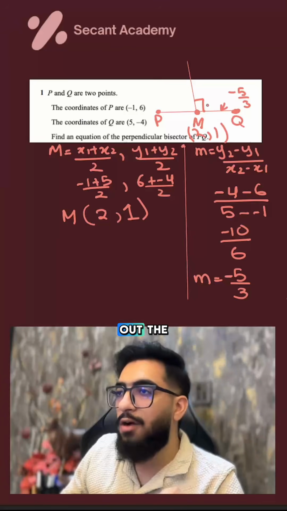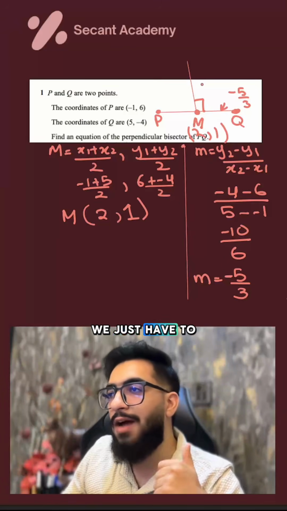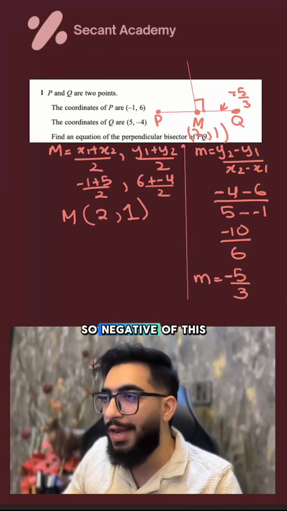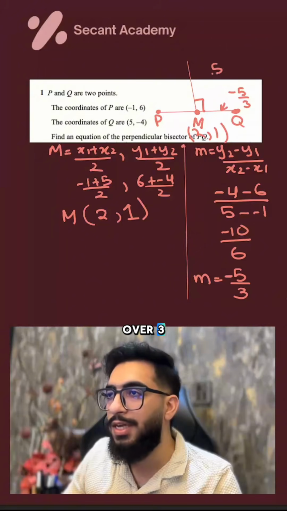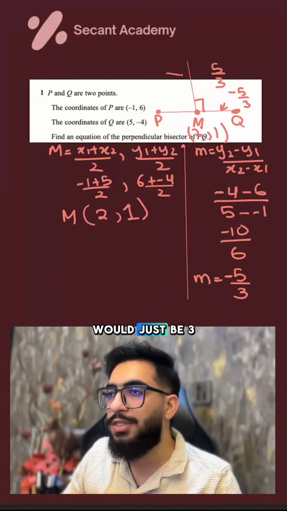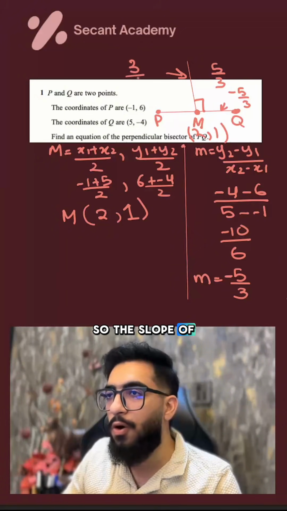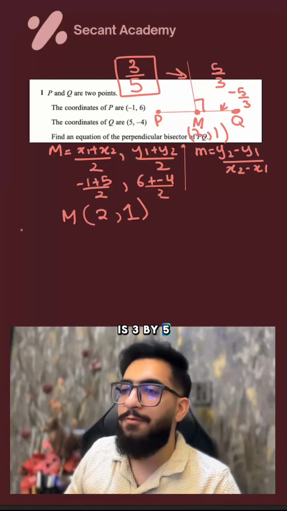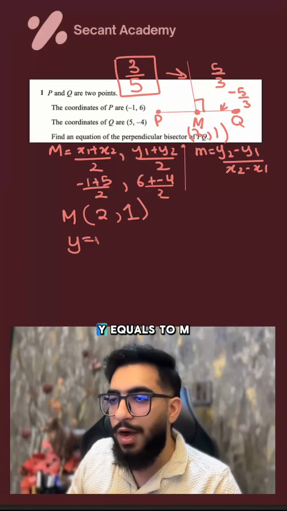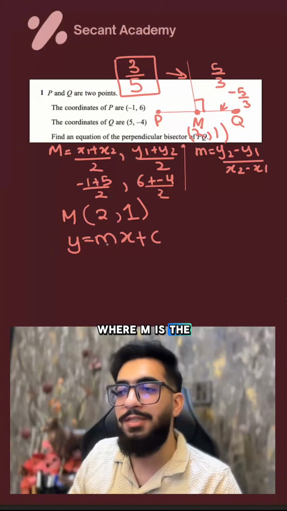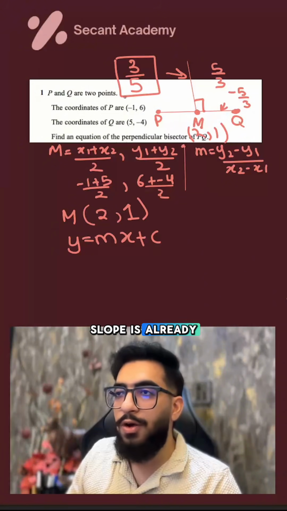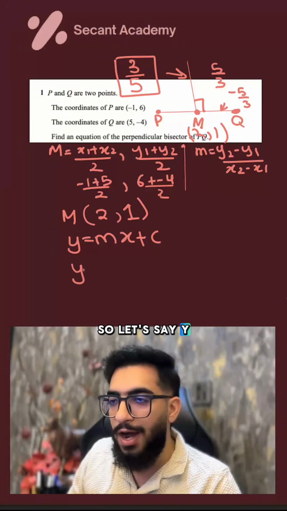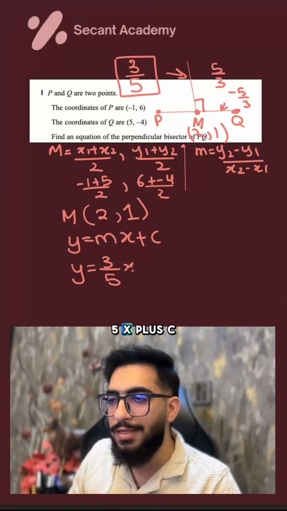To find the slope of a perpendicular line, we just do the negative reciprocal. The negative of negative 5 over 3 is 5 over 3, and the reciprocal of that is 3 over 5. So the slope of the perpendicular line is 3 over 5. The general equation of a line is y equals mx plus c, where m is the slope and c is the y-intercept. The slope is already known, 3 by 5, so y equals 3 by 5 x plus c.